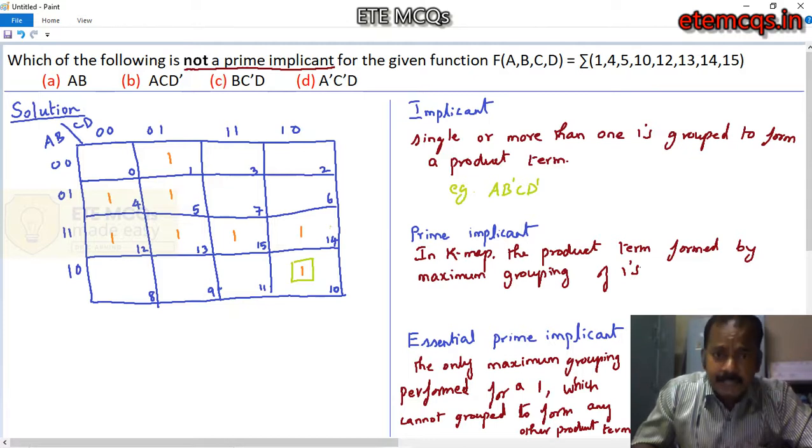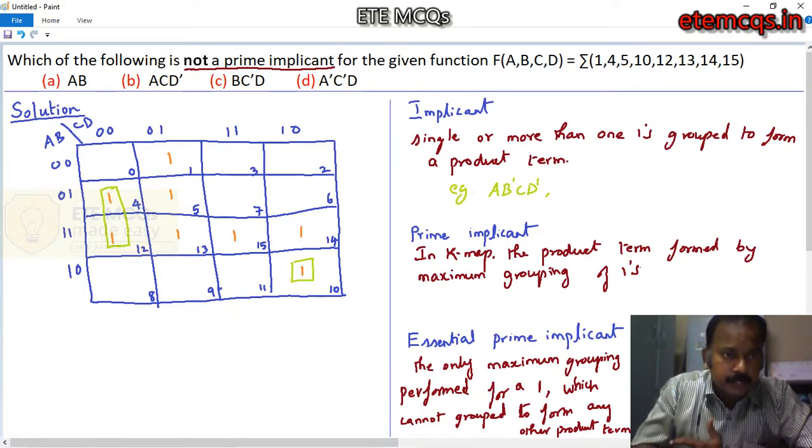This is an example for implicant. Likewise, when I consider this one, it can be grouped along with this. This is an implicant, a single one or a group of one. But the grouping is not maximum. If it is maximum, I should at least include these 4 ones. I am not doing that. So this is an example for implicant.